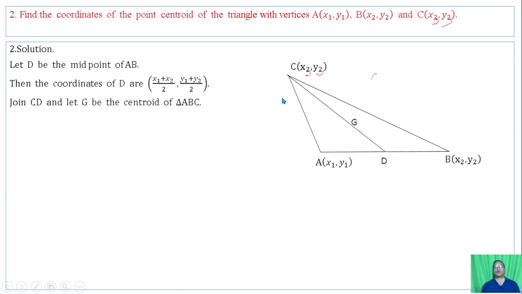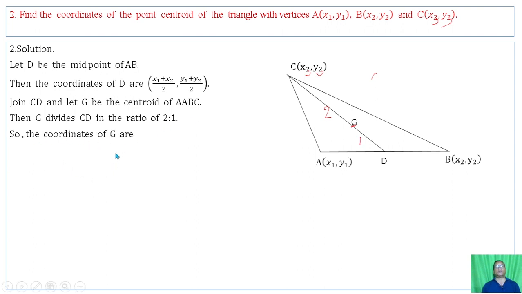Join CD, and let Z be the centroid of triangle ABC. Then Z divides CD in the ratio 2:1. Using the section formula, Z divides CD in 2:1.